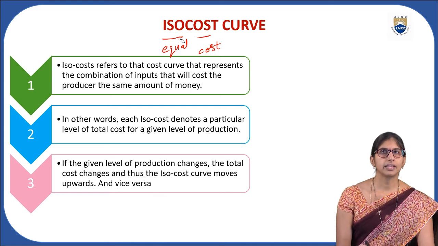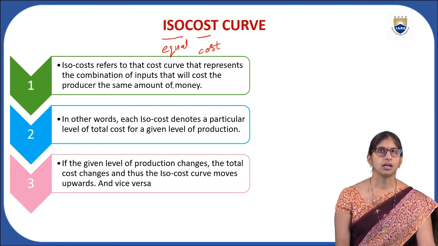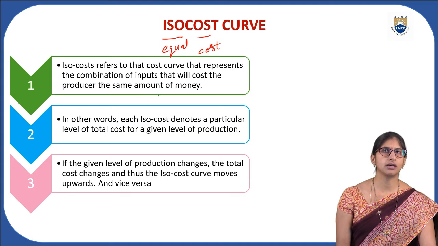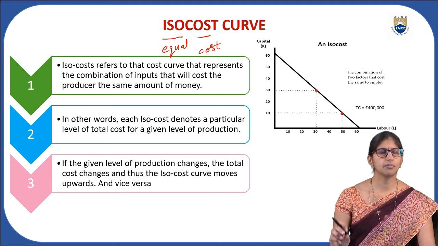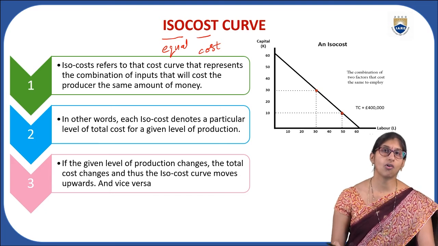So here, these isocost curves refer to cost curves representing combinations of inputs that will cost the producer the same amount of money. It is representing a particular level of total cost. As we have discussed a particular level of production activity, here also a particular level of total cost is determined.